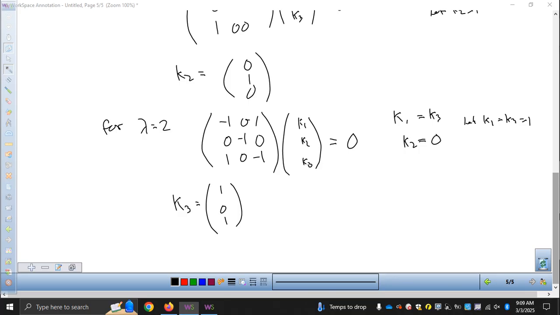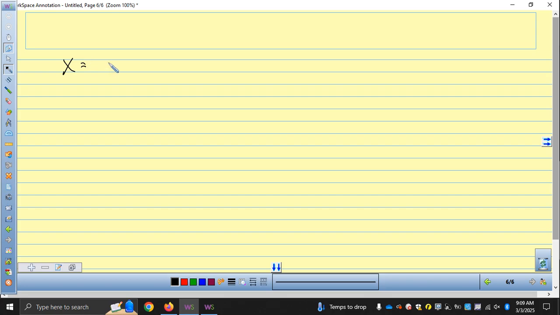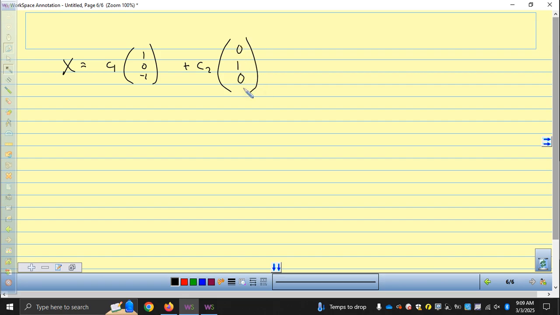And the solution, finally, x equals C1 times 1, 0, negative 1. This is e to the 0, that's our 0 eigenvalue. C2 times 0, 1, 0, e to the t, that's for lambda equals 1, plus C3 times 1, 0, 1, e to the 2t.